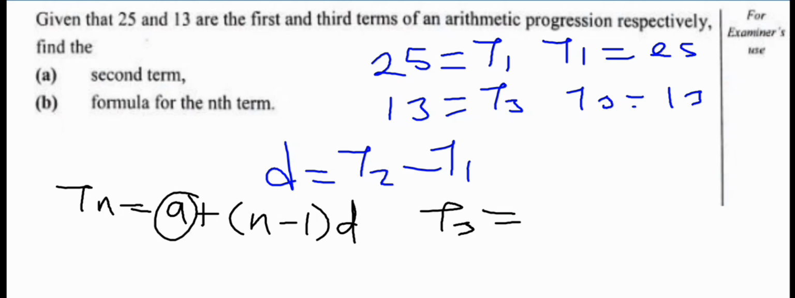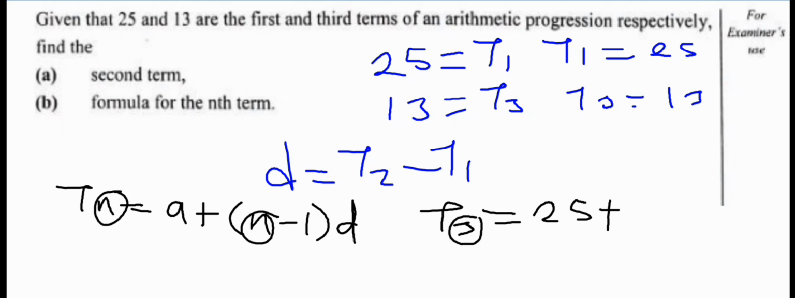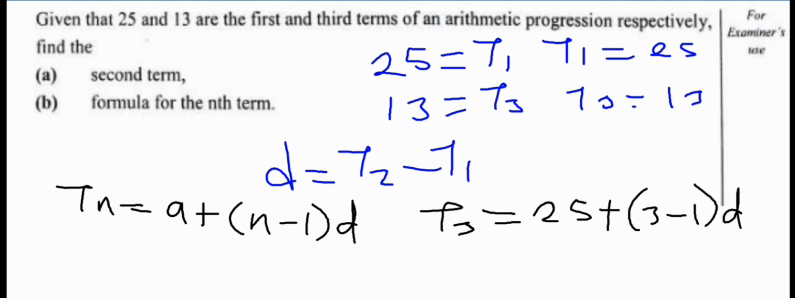So A represents the first term in this case. So the first term that we have here is 25. Okay? Then we can say plus. Where we are done here, we have replaced n by 3. So even here, where we are having n, we are going to put 3. Then minus 1, close, multiplied by D, which is the common difference.